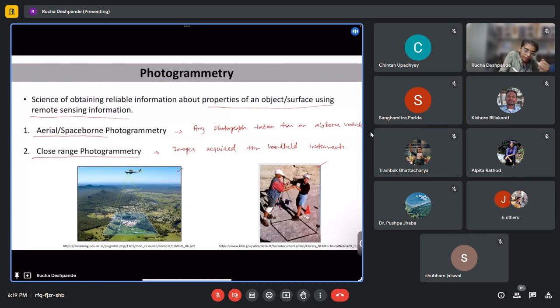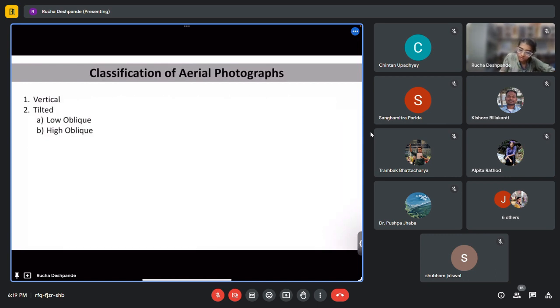First we'll look at aerial photogrammetry. There are two types of aerial photographs. First is a vertical photograph, and then there is a tilted photograph. Tilted photographs are classified again into low oblique and high oblique. So let's look at how a vertical aerial photograph would look.